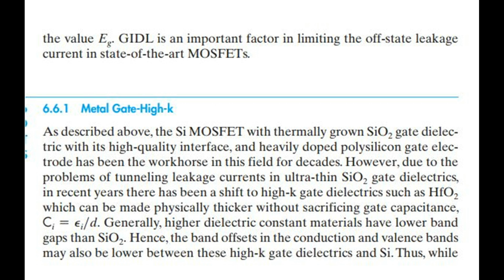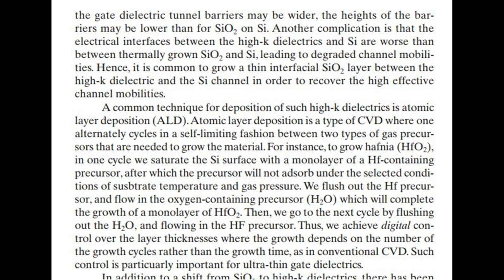Hence, the band offsets in the conduction and valence bands may also be lower between these high-K gate dielectrics and silicon. Thus, while the gate dielectric tunnel barriers may be wider, the heights of the barriers may be lower than for silicon dioxide on silicon.